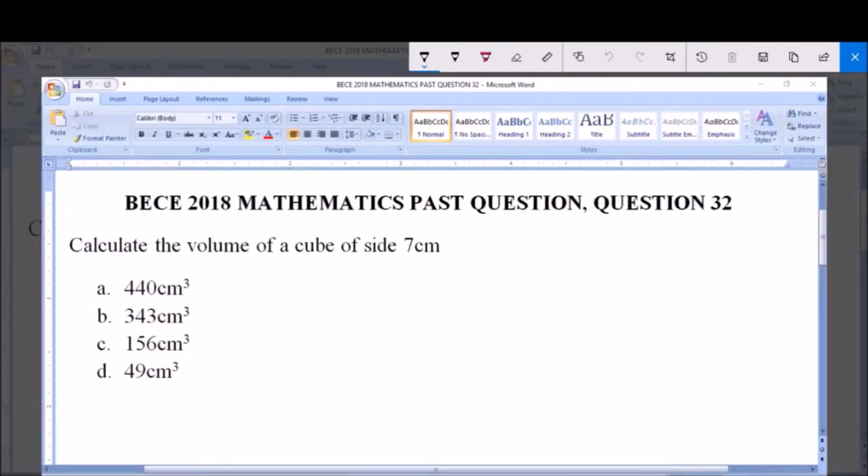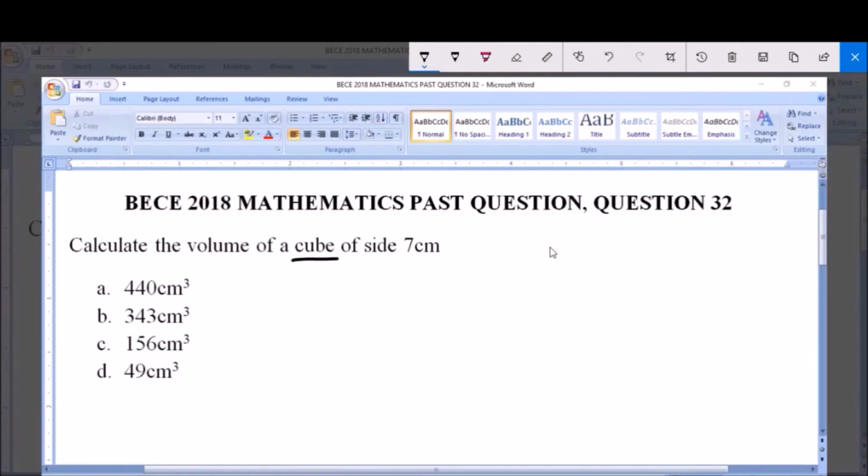Hello, good day and welcome. Today we're going to be dealing with BECE 2018 Mathematics Past Question, question 32. Calculate the volume of a cube of side 7 centimeters. Options given are A, 440 centimeter cube, B, 343 centimeter cube, C, 156 centimeter cube, and D, 49 centimeter cube. So we have to find the volume of a cube of side 7 centimeters.